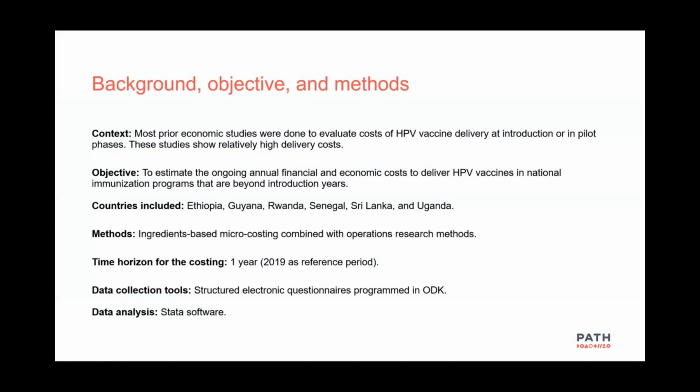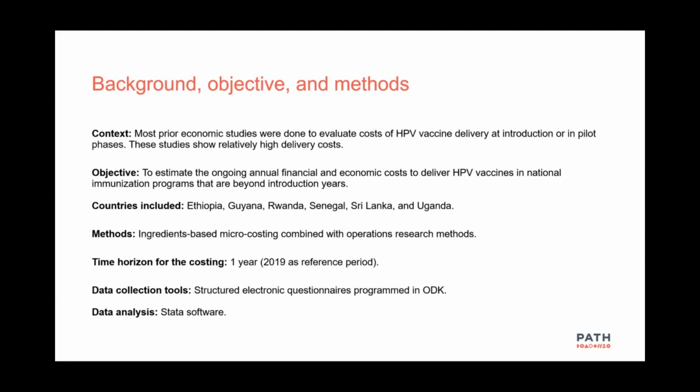That work was done in Ethiopia, Guyana, Rwanda, Senegal, Sri Lanka, and Uganda, so we had six countries. We used ingredients-based micro-costing methods combined with operational research methods, and did retrospective costing, focused on 2019 as the reference period for our study. Except for Senegal, this was really trying to focus on a pre-pandemic period. Data collection was done using structured electronic costing questionnaires programmed in ODK, and we'll talk about lessons learned from that. Data analysis was done using Stata.